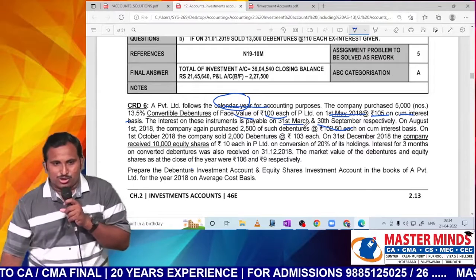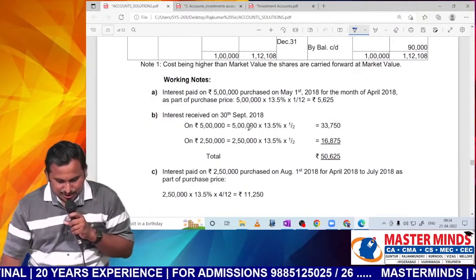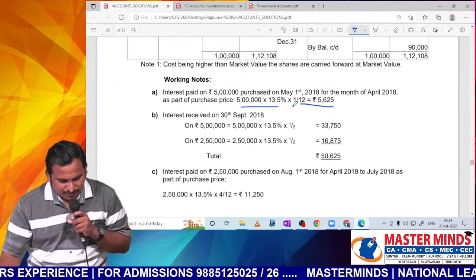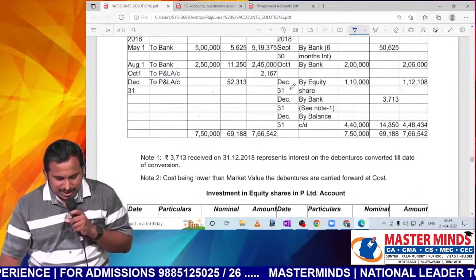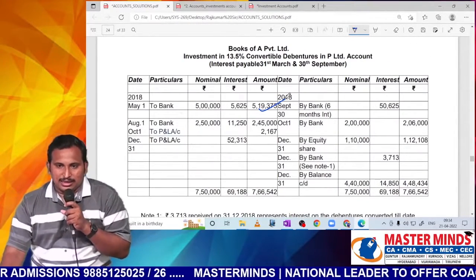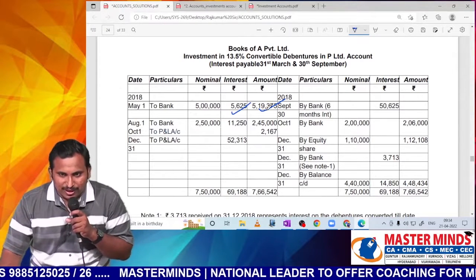31st March. So thereby for 1 month we will receive the interest. That interest, if we reduce, the interest amount is 5,625. If we reduce, we will get the value as 5,19,370. Is that clear, sir? So whatever interest we pay, we will write here. Cost portion we will write here.